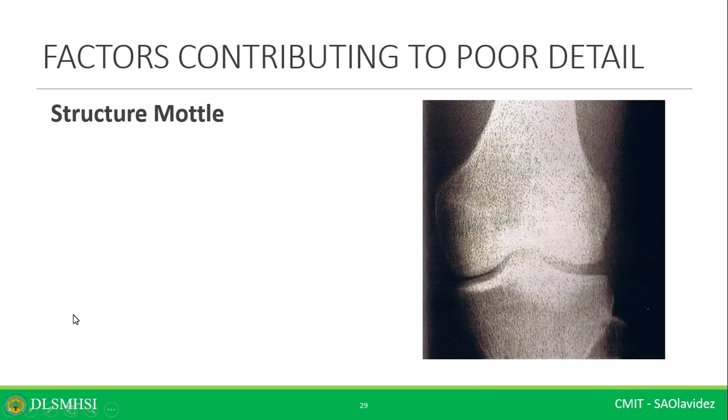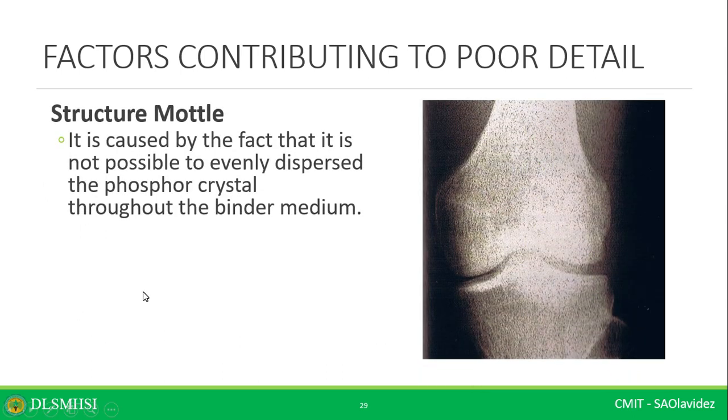Another one is the structure mottle, which is caused by the fact that it is not possible to evenly disperse the phosphor crystals throughout the binder medium. The clumping of the phosphor crystals causes this mottling on the X-ray film. These dots that comprise the image that you see on this radiograph are actually a mottle on the X-ray film.